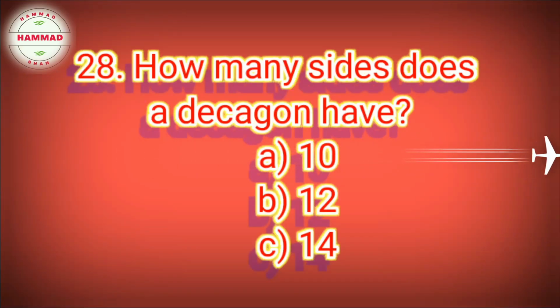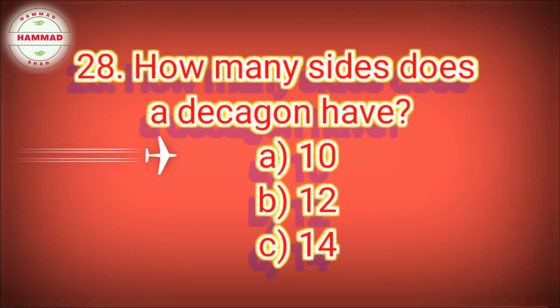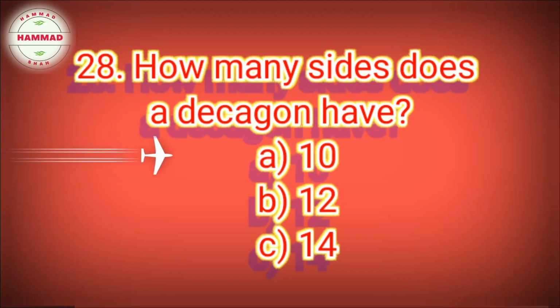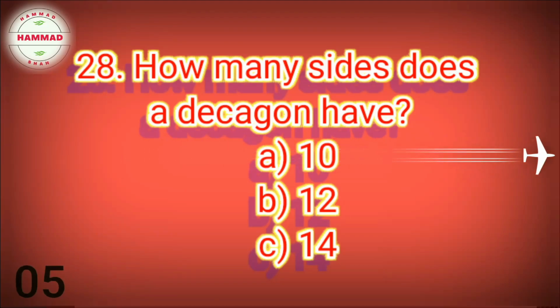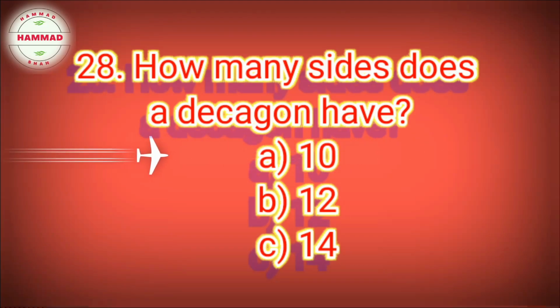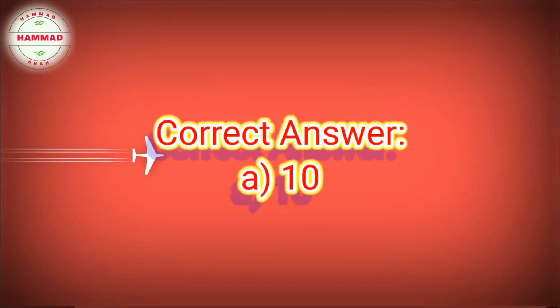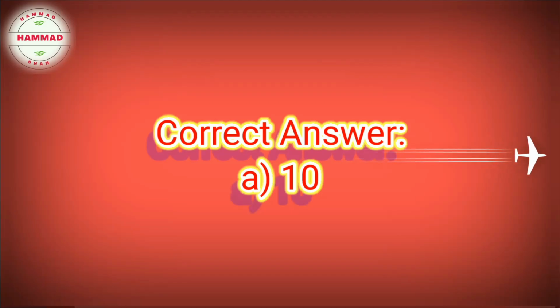Question number 28. How many sides does a decagon have? Option A 10, option B 12, option C 14. The correct answer is option A 10.